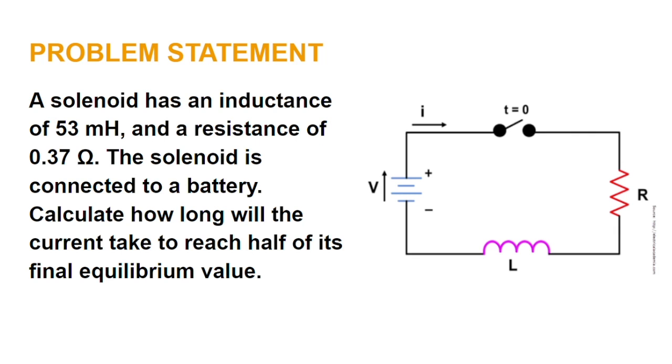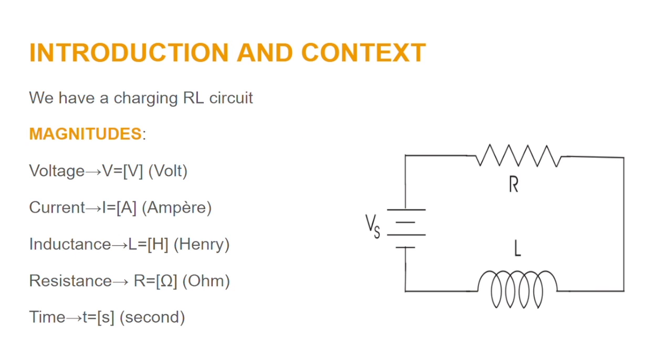Our first step will be to give a brief introduction and context. We are given data for an inductor and a resistor in a circuit, which we suppose to be in series with a battery with a given voltage. Therefore, we are discussing a so-called RL circuit.